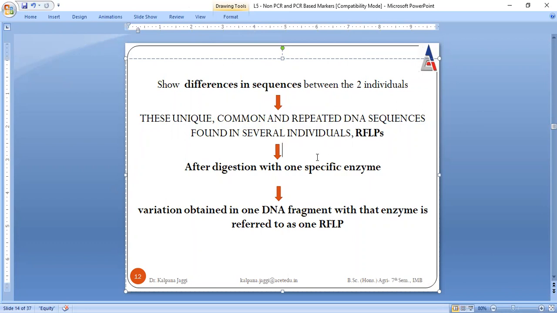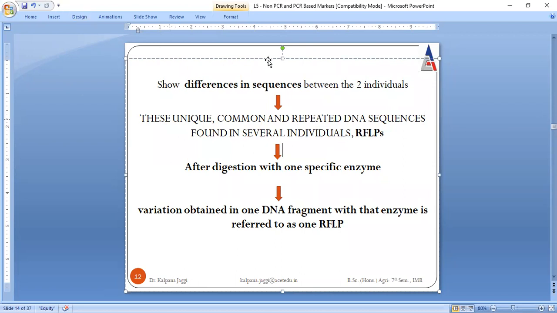Random means they may be distributed anywhere within the DNA. Fragment means the fragment that is produced as a result of digestion of DNA by restriction endonuclease, because it will be digesting the DNA at different locations, so different lengths will be produced. And polymorphism means a variation. So after digestion with one specific enzyme, if we talk for only one specific enzyme, then variations will be obtained with that enzyme only.